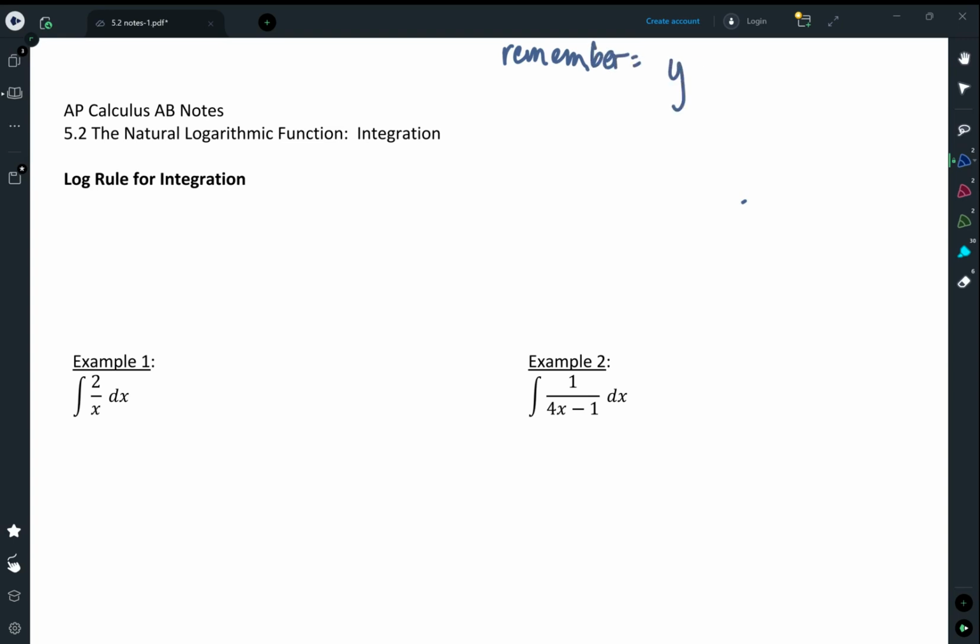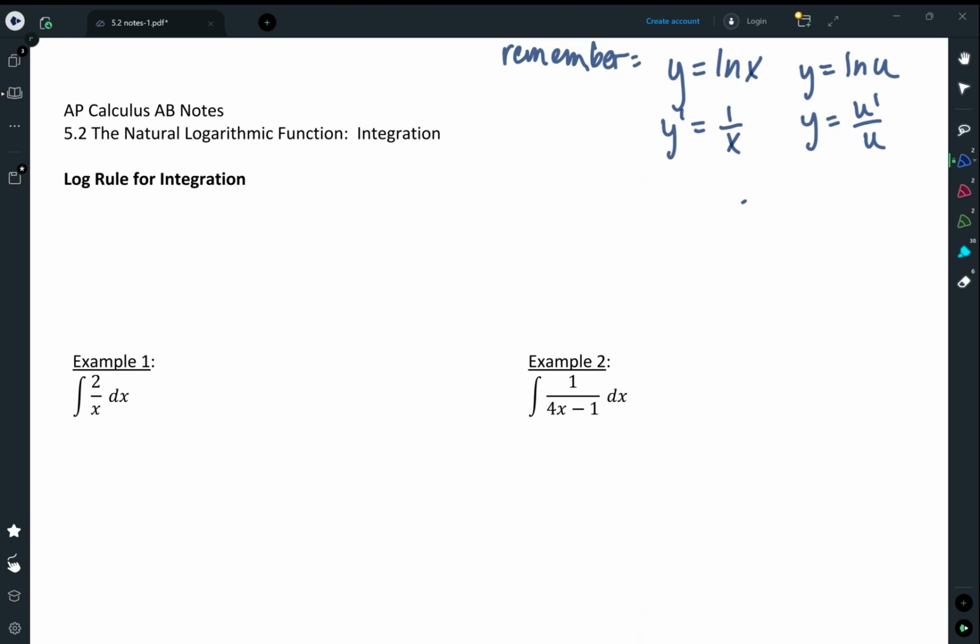If y is equal to the natural log of x, then y prime, our derivative, is equal to 1 over x. If y is equal to the natural log of u, where u is some kind of function, and I take a derivative with respect to x, y prime is going to equal u prime over u. I always like to go through why we have this u prime over u, and I want to remind you about that as well. So that's basically just saying chain rule.